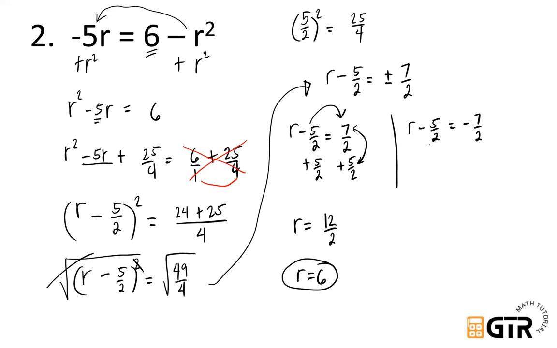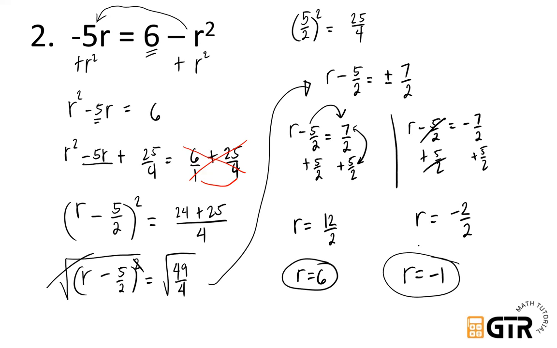And then, so for this one, add 5 over 2 to both sides. Cancel this. R is equal to negative 7 plus 5. That is equal to negative 2 over 2. Simplify. R is equal to negative 1. Okay, so kayo na po ang bahala sa checking. Okay, so next, number 3.